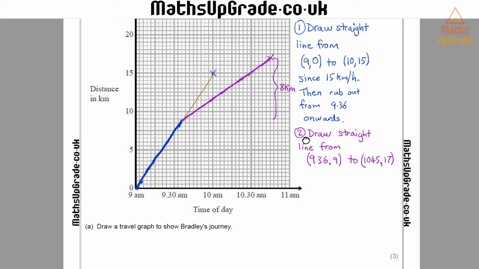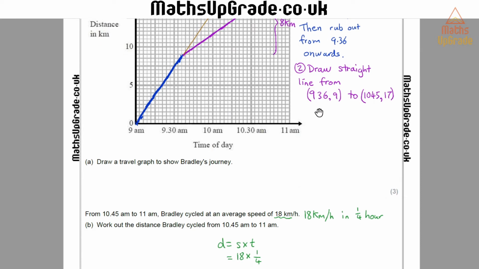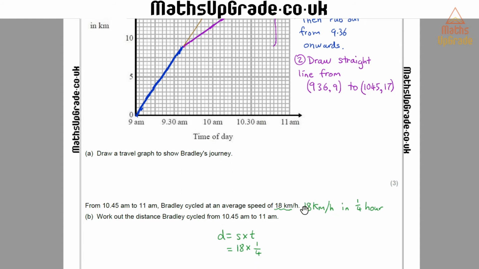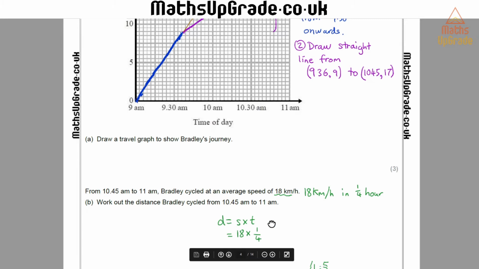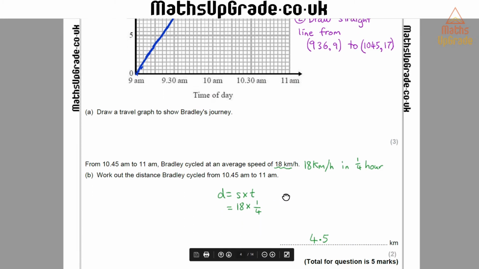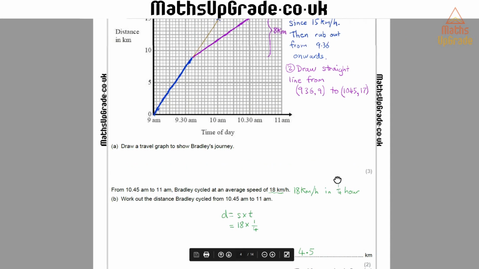The second part of this question states that from 10:45 till 11, he cycled at an average speed of 18 kilometers per hour. Work out the distance he cycled from 10:45 to 11. He cycled at 18 kilometers per hour, but he only did that for a quarter of an hour. Using speed equals distance divided by time and rearranging it, I get distance equals speed times time. So the speed is 18 kilometers per hour, the time is a quarter of an hour or 0.25, multiply them together and I get 4.5 kilometers. So that's the distance he travelled. That whole question is worth 5 marks.